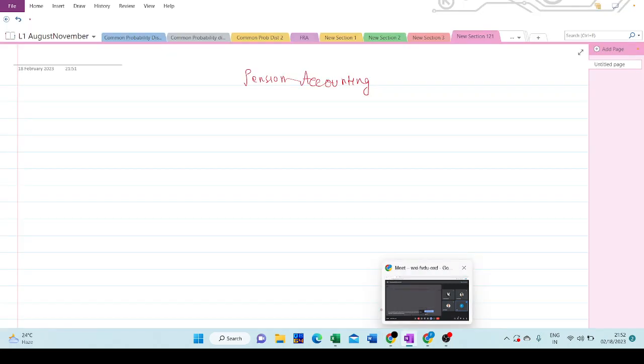Okay, so a pension plan is basically an agreement under which an employer agrees to pay money to the employees after they retire. So see, once you retire from the company, company will pay you something after you retire, and what it pays after you retire is a post retirement benefit, right?